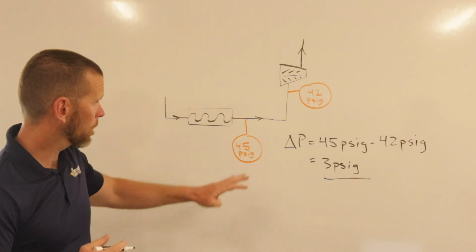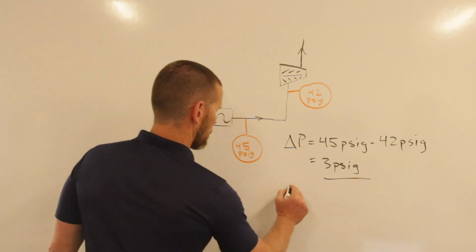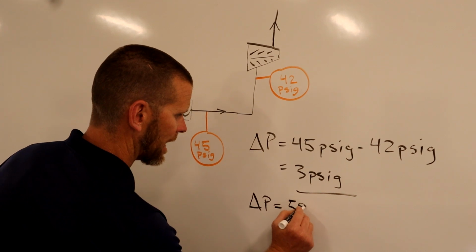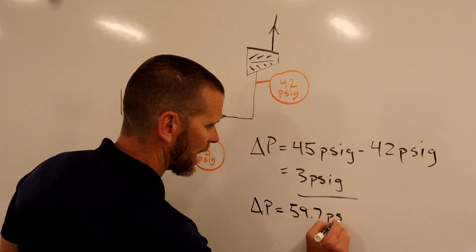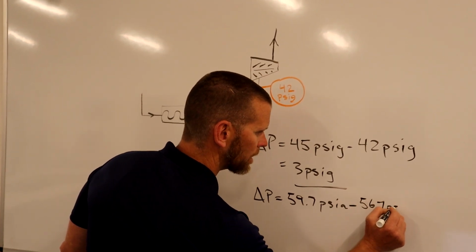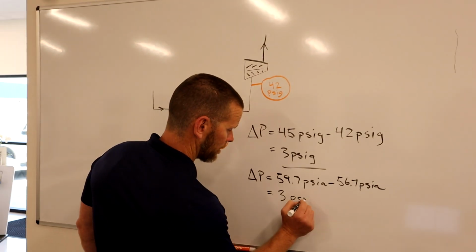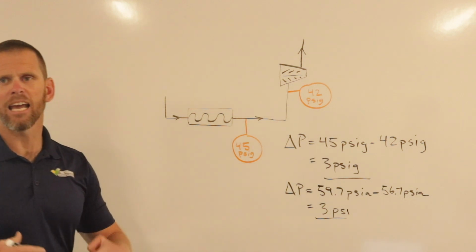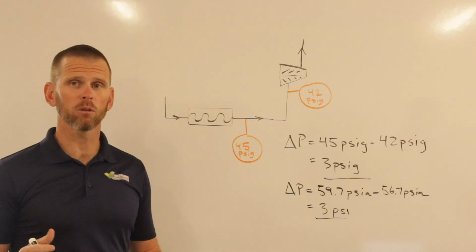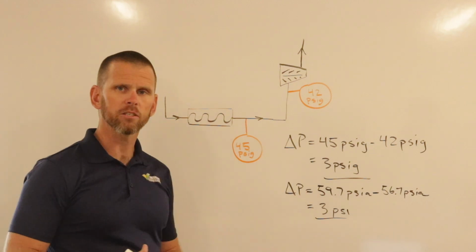and that will result in a pressure drop. I do want to point out one thing, which is that if we were to calculate this using absolute pressure, it would look like this. Our pressure differential would equal 59.7 psia minus 56.7 psia, which still equals 3 psi in this case. So it doesn't make any material difference when you're calculating a pressure drop whether you use gauge pressure or absolute pressure, so long as you're consistent and you use both gauge pressures or both absolute pressures.